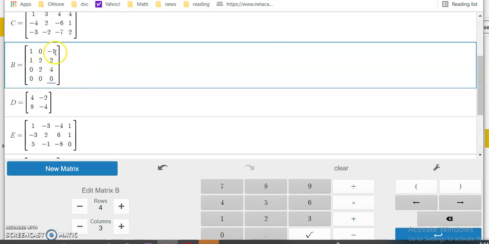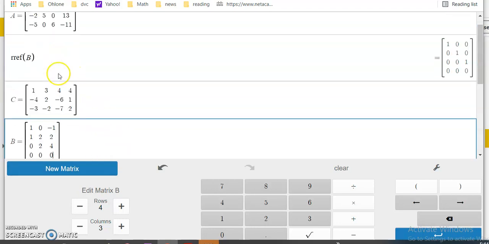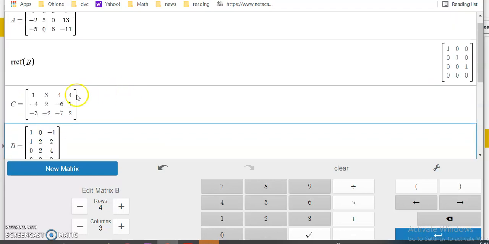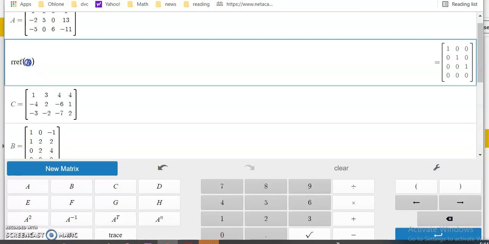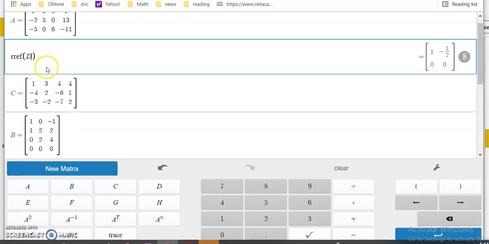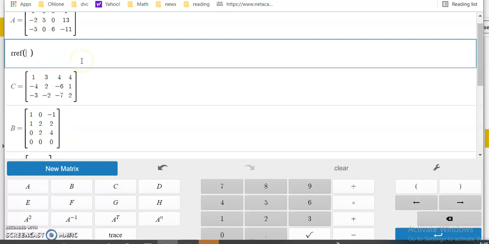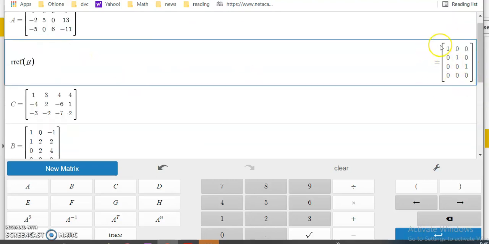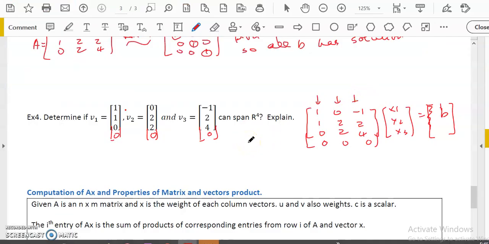So I have 3 vectors. Can it span every single one? So let's do a B. Okay, 1 1 0. So it is B. So we only have pivot position in 3 rows only, right? So that is not possible.